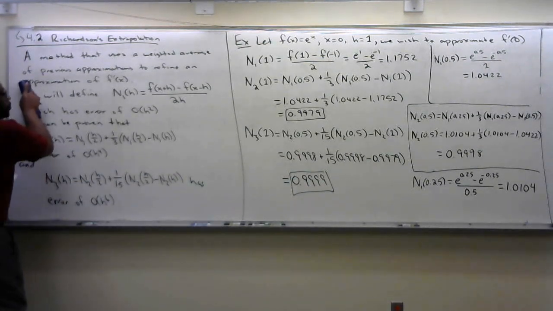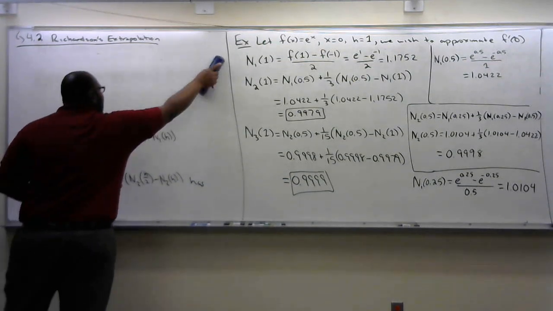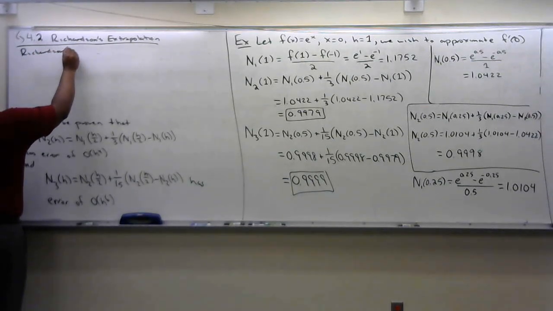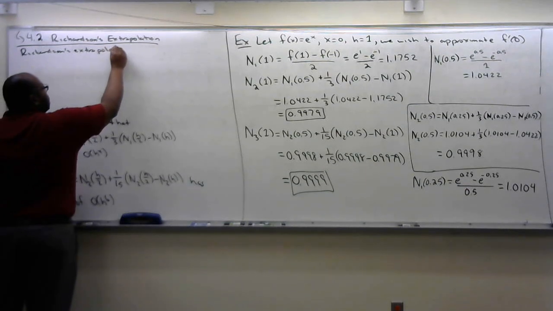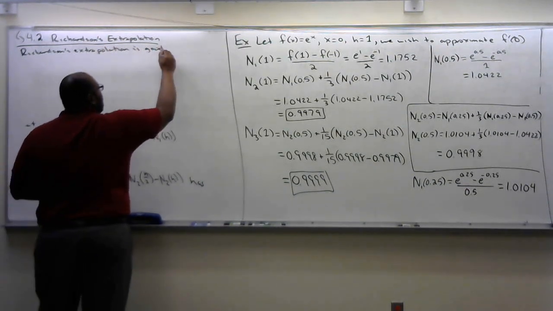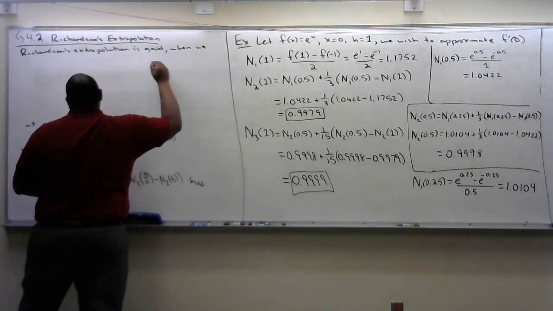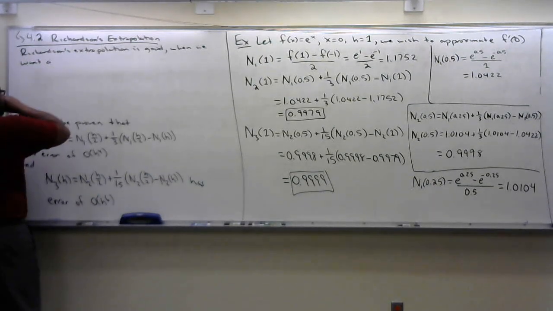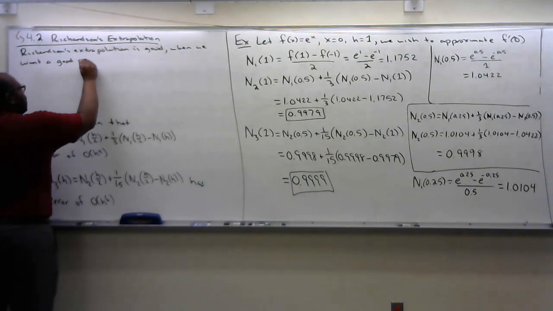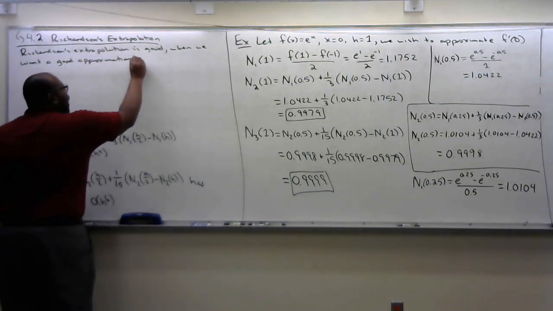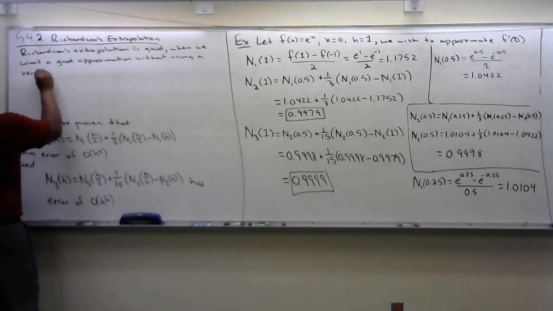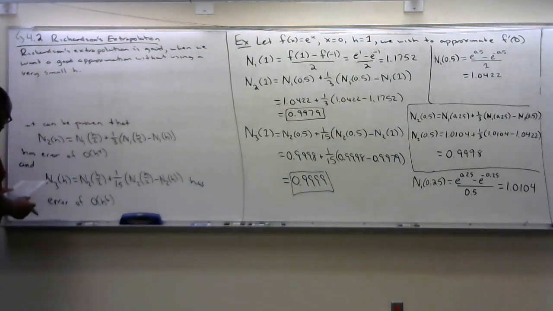And so, Richardson extrapolation is good when we want a good approximation. I know I used good twice. Without using a very small h. Right? So I know I have to do more computations, right?